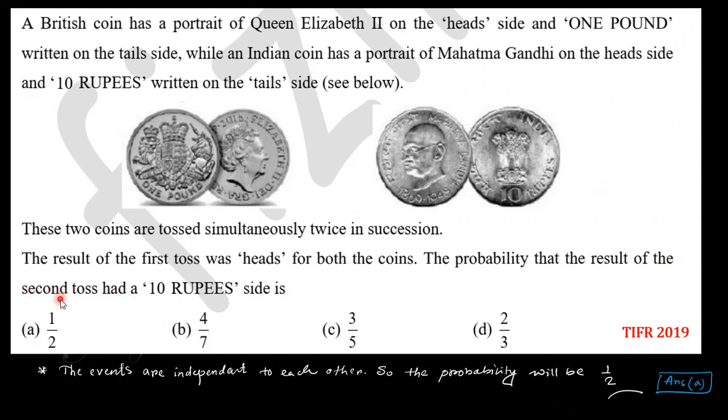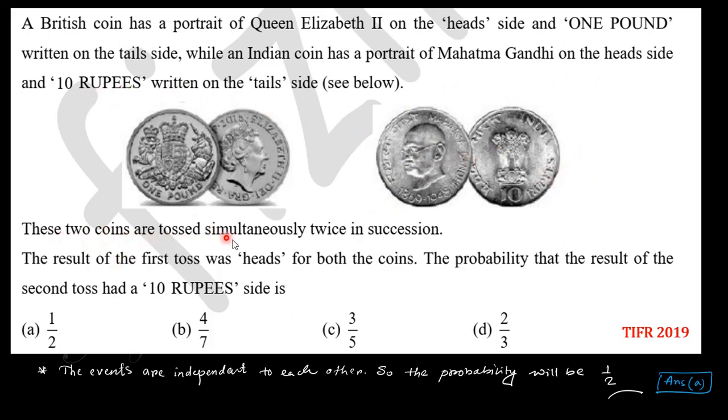This is an important question, a confusing question. A British coin has a portrait of Queen Elizabeth II on the head, and on the 1 pound, the tail. While the Indian rupee has a portrait of Mahatma Gandhi on the head, and the other side is 10 rupee, like that.